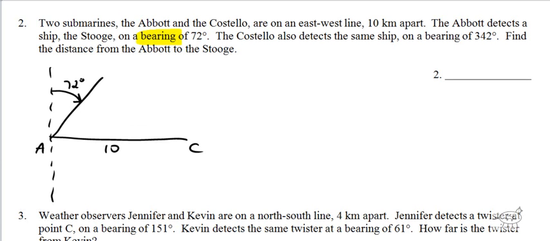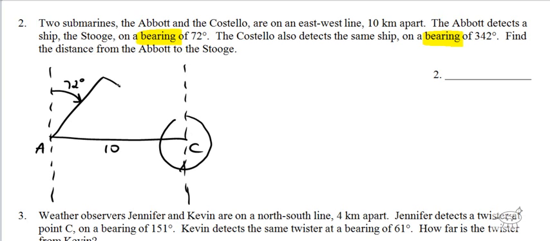The Costello also detects the same ship on a bearing. I'm going to highlight it. So here's the Costello. It detects something at a bearing of 342. Now remember, guys, this is going around here. This is 90, 180, 270, and 342 is way up here.